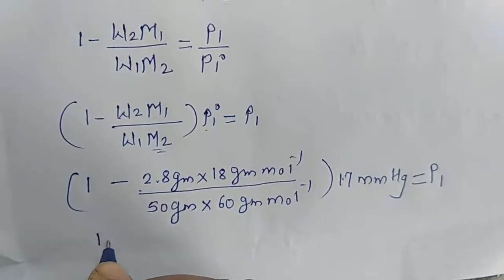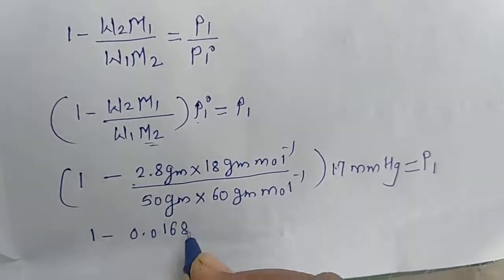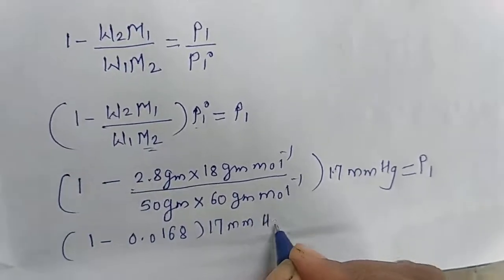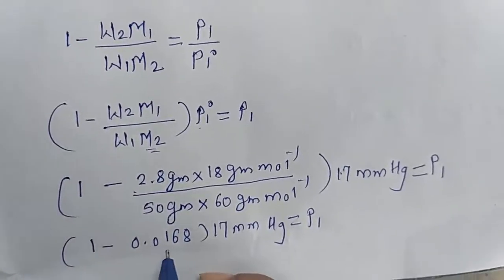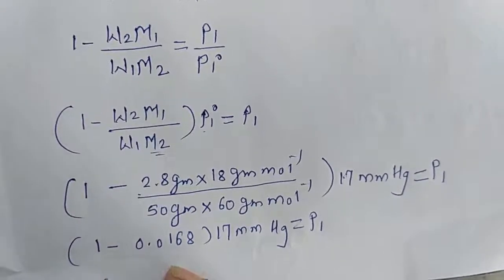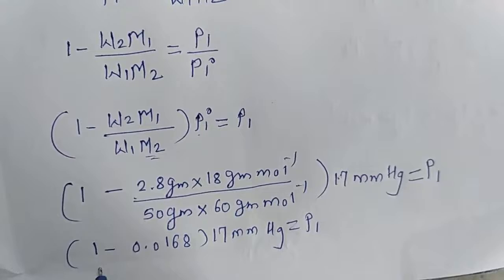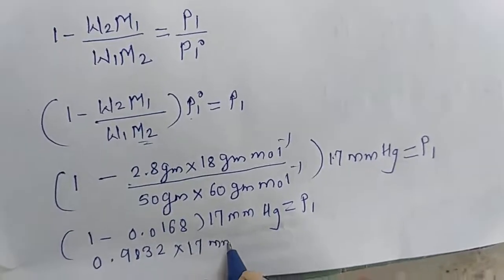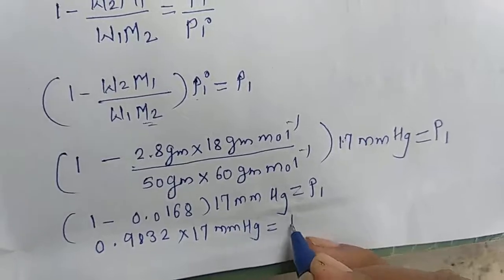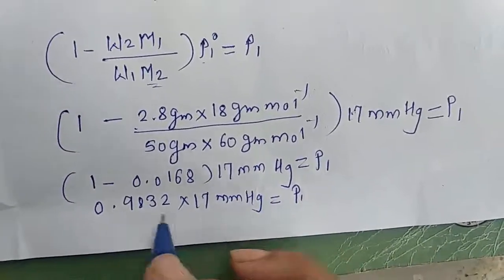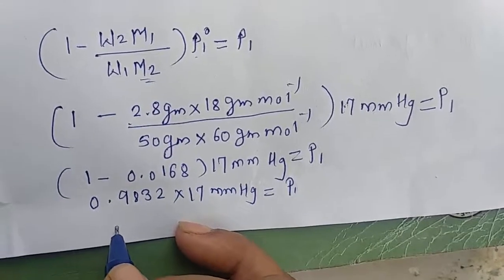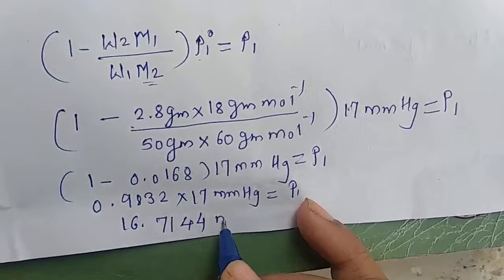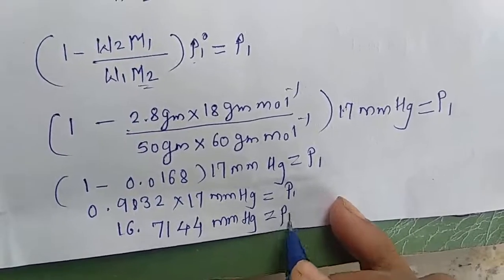Okay, so solving this bracket, we are getting 1 minus 0.0168. This gets cancelled into 17 mm Hg equal to P1. 1 minus 0.0168 into 17 mm Hg, we are getting the value 0.9832 into 17 mm Hg equal to P1, and we are getting this equation, so equal to 16.7144 mm Hg is equal to P1.